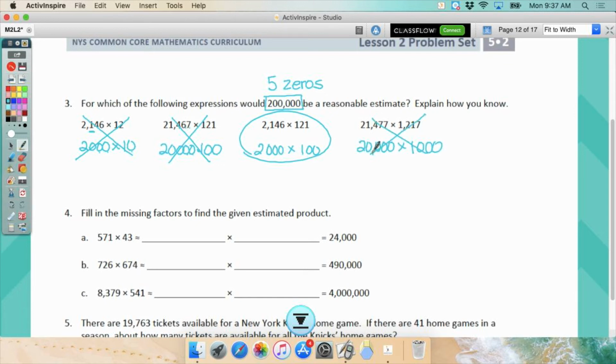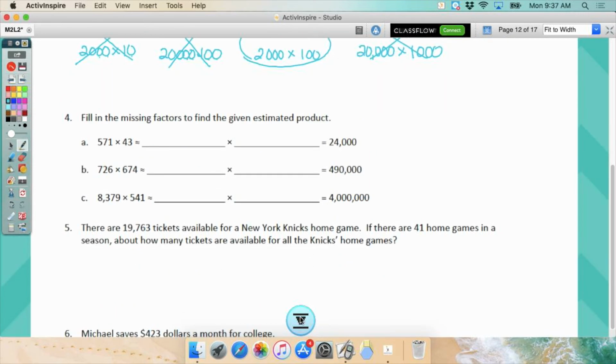If I write it, you write it. Okay, let's keep going down. This one's kind of cool. So all we're going to do is round it and see if our answer would match theirs. This is called finding the factors.